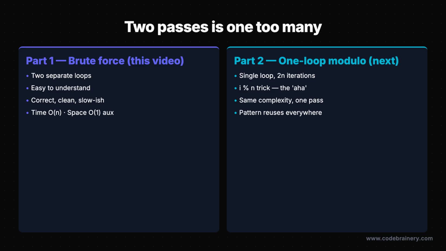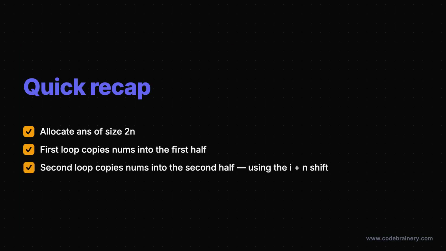That's part 2. Quick recap. 1. Make the output array, size 2n. 2. First loop copies the input into the first half. 3. Second loop copies the input into the second half, using the offset trick. 4. Time is O of n. Auxiliary space is O of 1. That's the whole brute force.